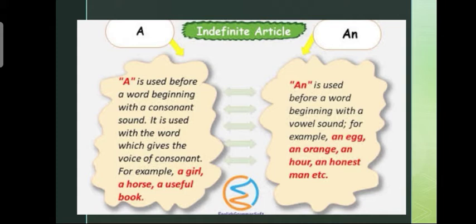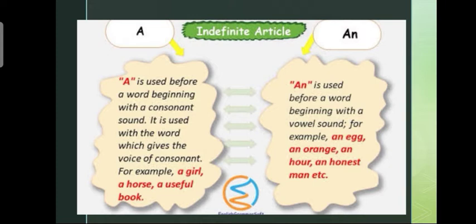A useful. Over here the word starts with letter U. But I told you that U is a vowel and we use an for vowel words. But listen to the sound. Useful. The word begins with letter U and the phonetical sound of letter U is "yoo". Do we say "uhseful"? No. We say the word as "yoosful". The sound is of consonant over here. So we have used a useful book.